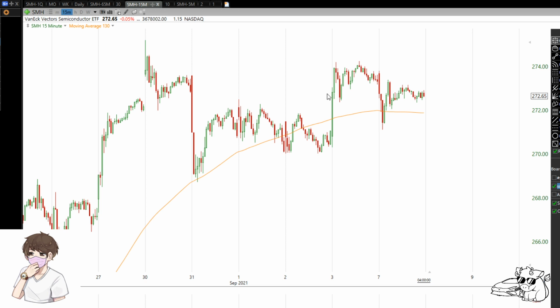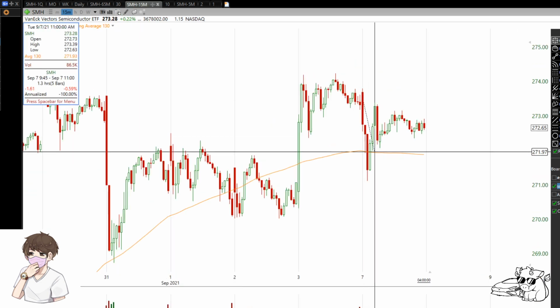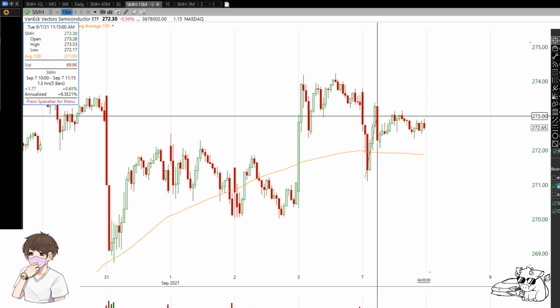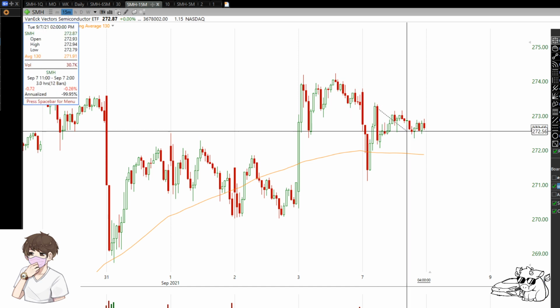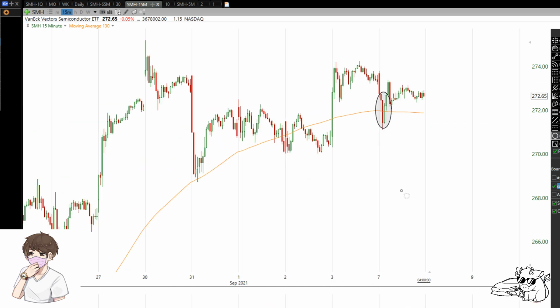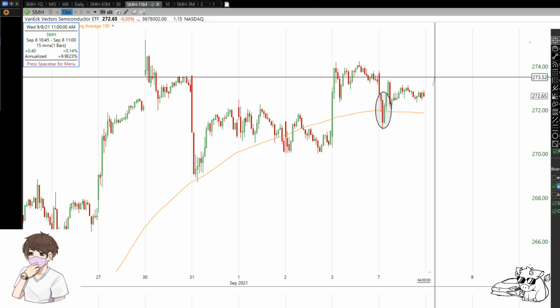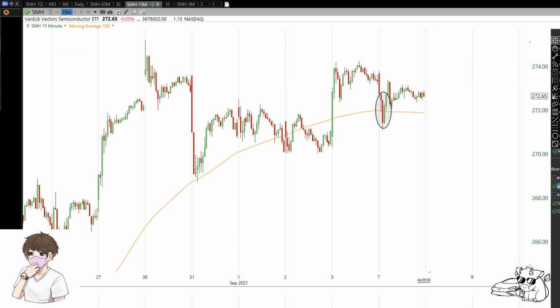Next one is SMH, the semiconductor ETF. How did this one do? It opened pretty weak, acted really weak, and then it recovered and basically closed higher than how weak it was earlier. So neutral to strong. That's how I would like to see it. I guess it's pretty neutral actually, since it's below how high it opened today.